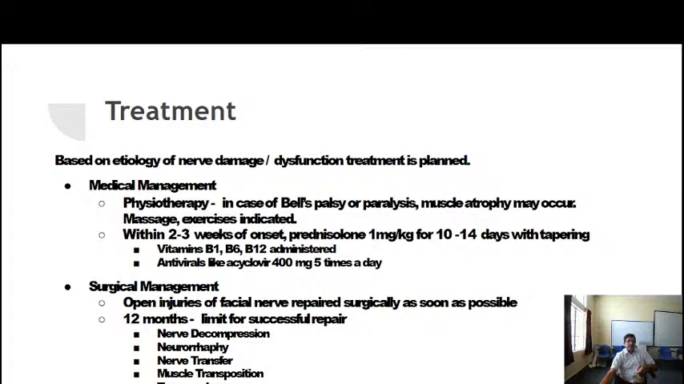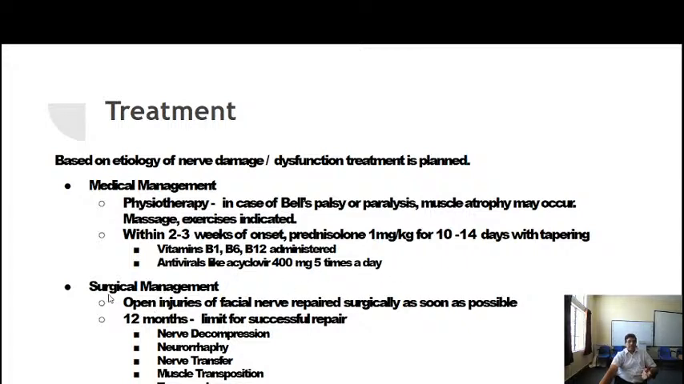Now, depending on that, there are two kinds of treatment. One is the medical treatment, where you have physiotherapy in case of Bell's palsy, so that muscle atrophy doesn't occur, you do massage and exercises. Then within 2 to 3 weeks, you can put the patient on prednisolone immediately, and then slowly taper. Vitamin B1, B6, B12 and antivirals are also administered.